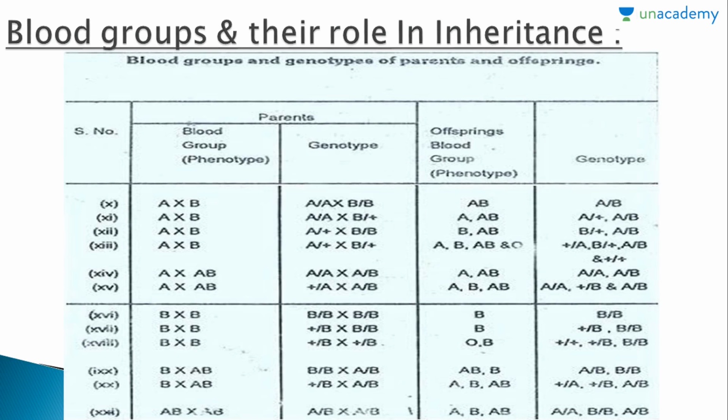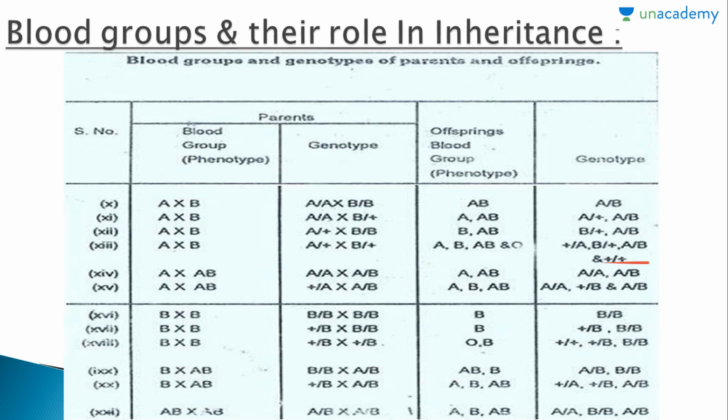Similarly, we have when the blood group phenotype of parents is AB. The genotypes can be AB or AB positive, A positive B, or A positive B positive. So the offspring blood group phenotype can be AB, A or AB in this case, and B or AB in this case, and AB or O in this case. So the genotypes can be AB, A positive AB, B positive AB, or A positive, B positive, A positive, or O.